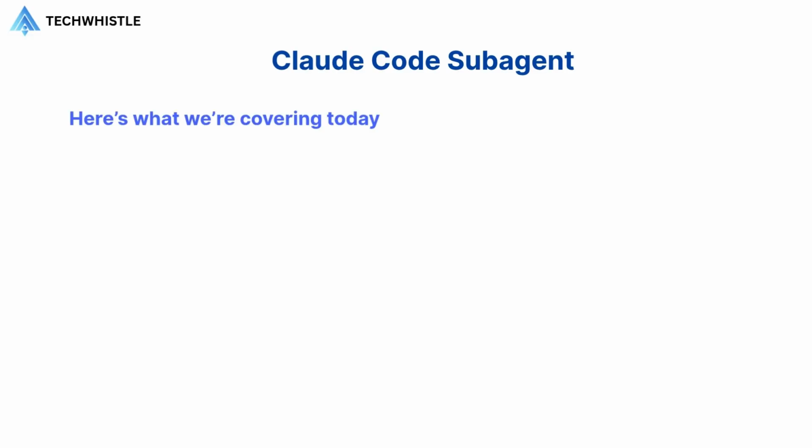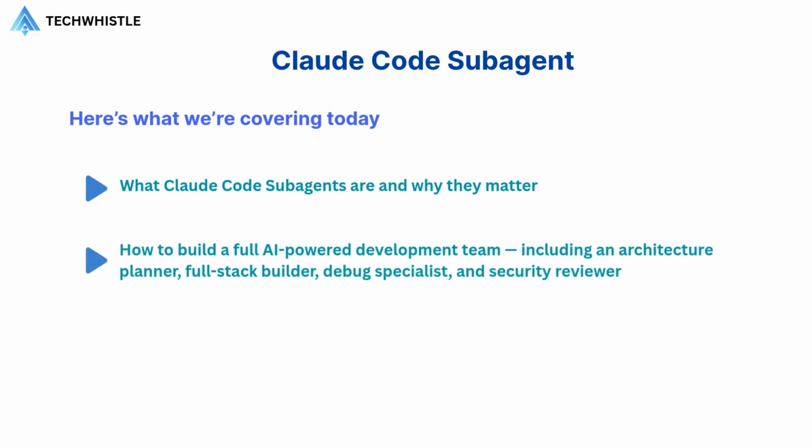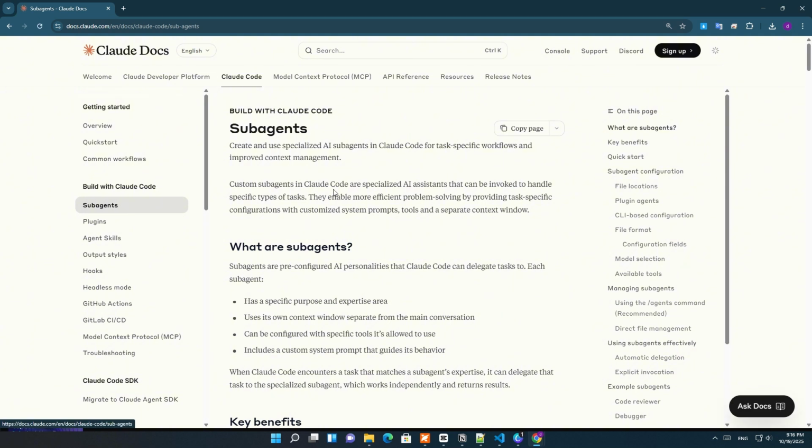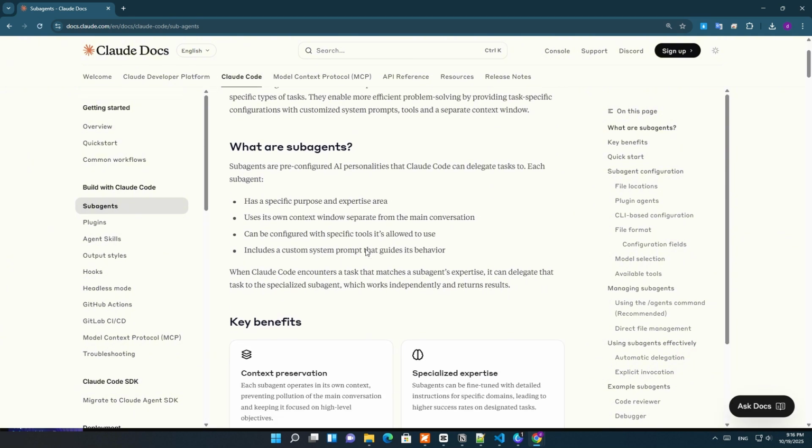Here's what we're covering today: what Claude Code Subagents are and why they matter, how to create your own AI subagents inside Claude Code, how to build a full AI-powered development team, including an architecture planner, full-stack builder, debug specialist, and security reviewer. Then we'll demo a simple Next.js plus Supabase to-do app, fully built with help from our AI dev team. So what exactly is a subagent inside Claude Code?